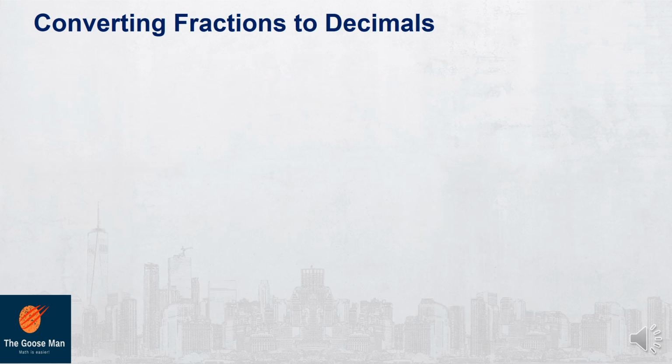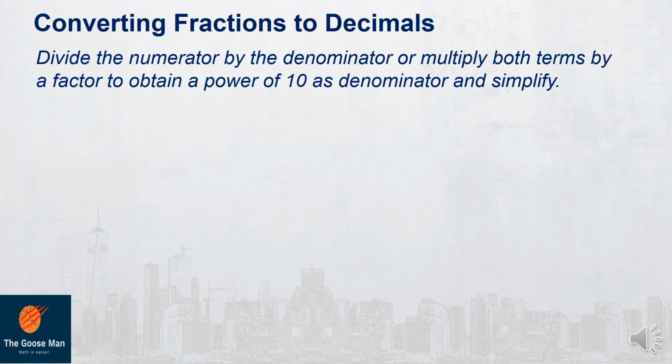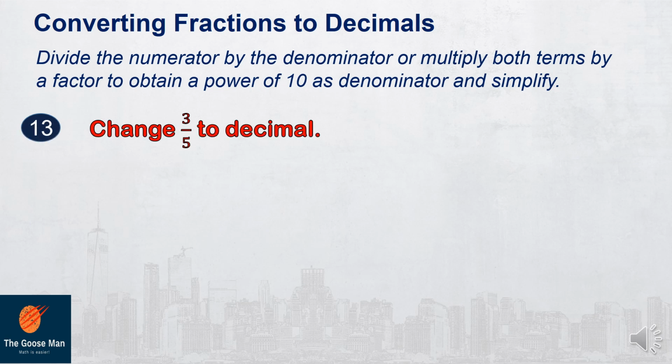Let's move on to converting fractions to decimals. So divide the numerator by the denominator, or multiply both terms by a power or a factor to obtain a power of 10 as denominator and simplify. So let's have example, change 3/5 to decimals. So divide 3 by 5.